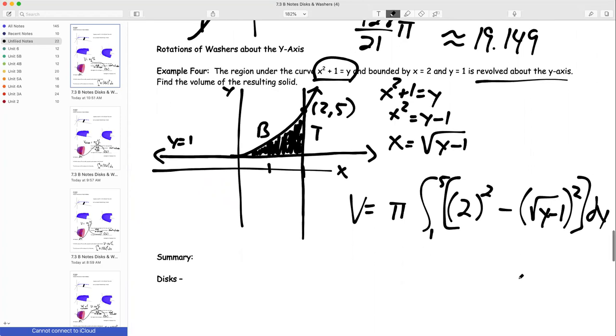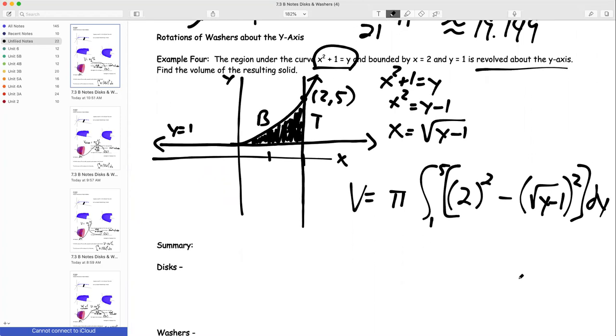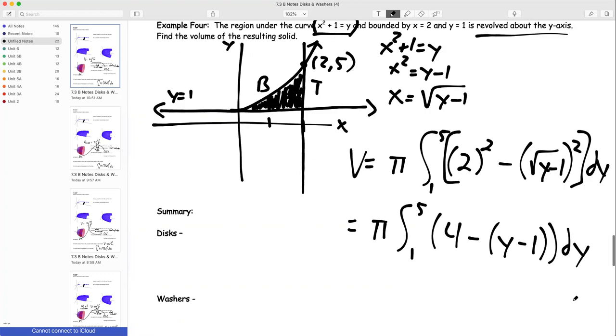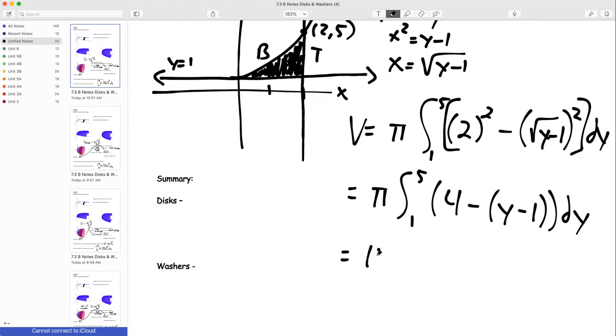And I'm going to clean this up just a little bit so that it's a little easier. I've got pi integral from 1 to 5. And let's see, that's going to give me 4 minus the radical, and the square will cancel. And then distributing the negative, I'm going to have 4 plus 1, which is 5 minus y, dy.